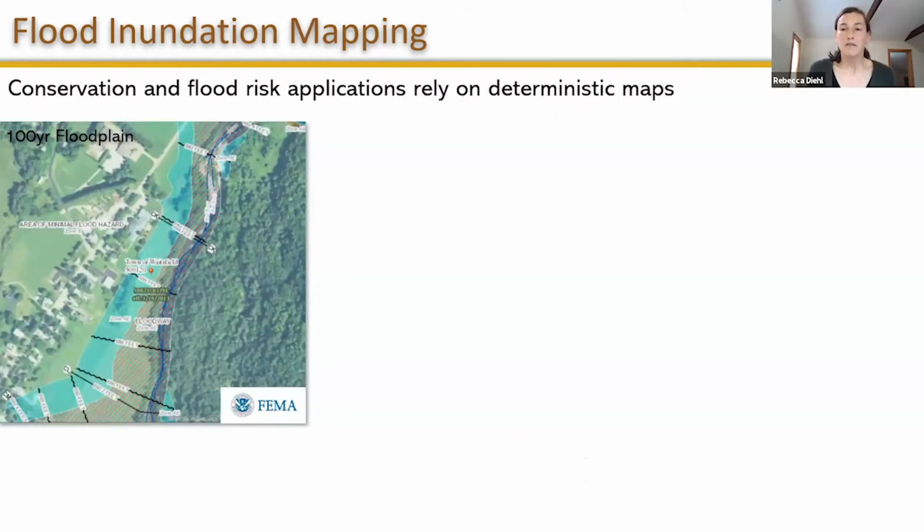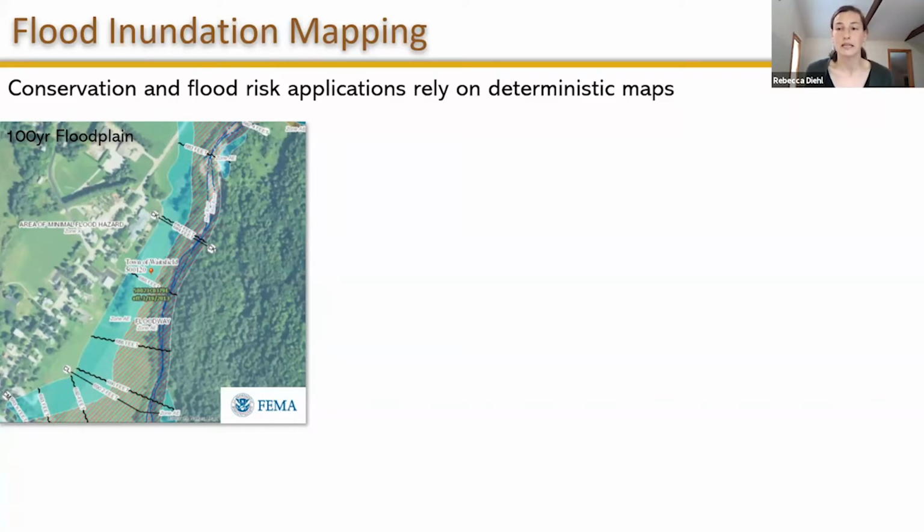And so many of these conservation and flood risk applications rely on some existing deterministic maps, the most prominent and most highly available of which are those developed by FEMA and available through FEMA in support of the National Flood Insurance Program. And many of you have probably seen these and dealt with these, either from your personal property or otherwise. And these communicate the likely extent, typically, of the 100-year flood.